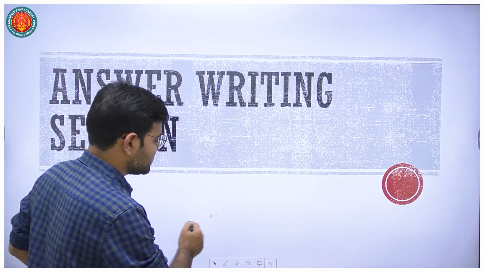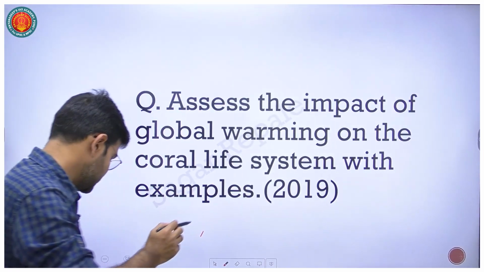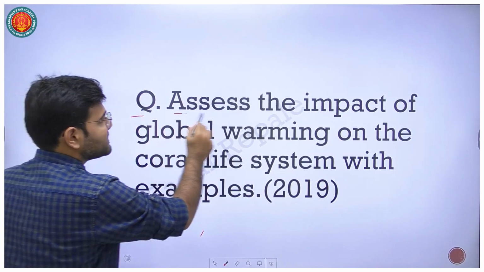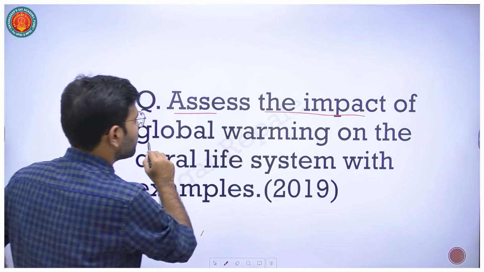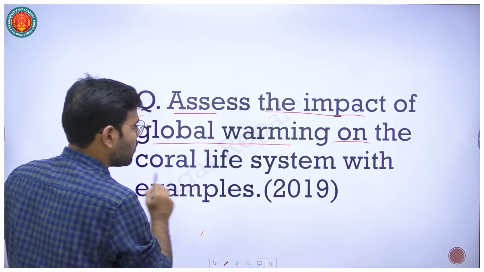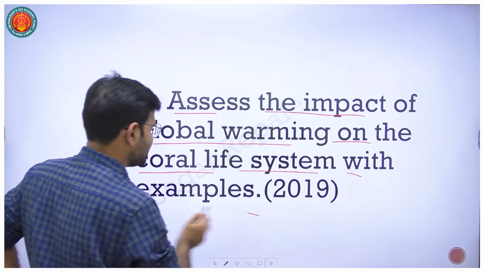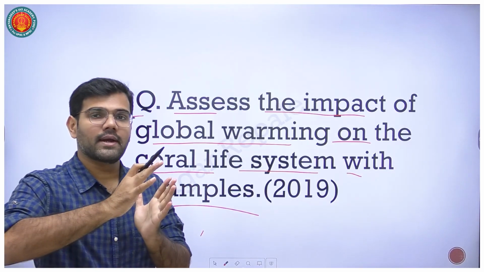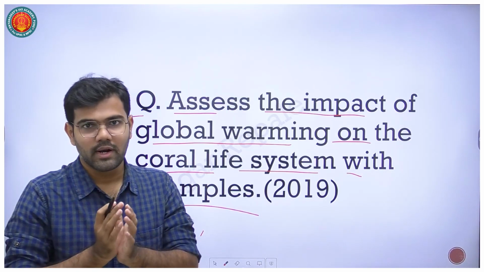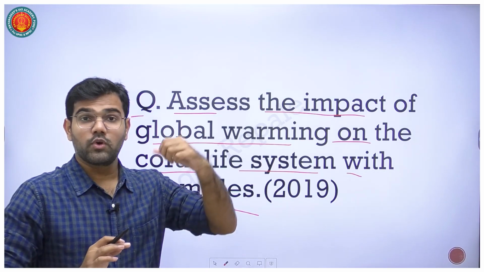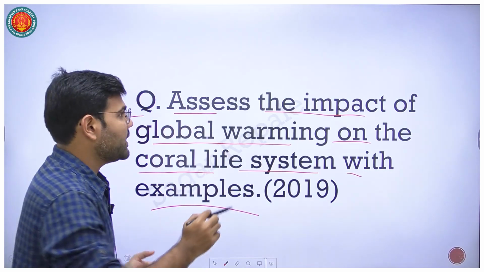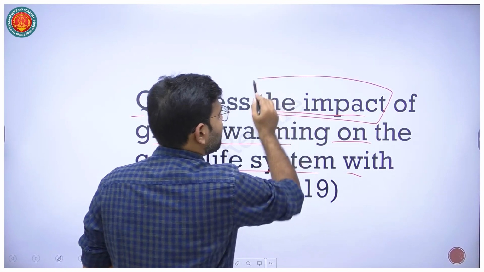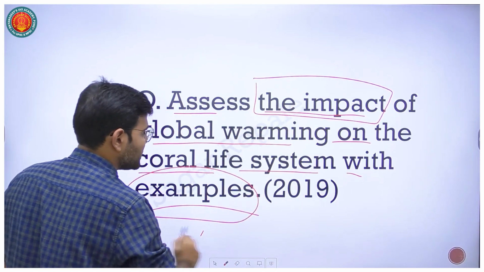So what is the first question? First question is: assess the impact of global warming on the coral life system with examples. So they are asking you about the impact of global warming on coral reef. So we know about corals, we know about global warming, but here the important one is what the impact they are asking, and again with certain example.